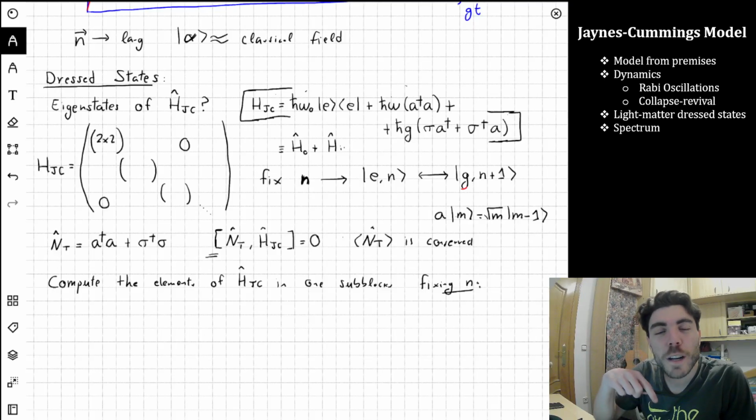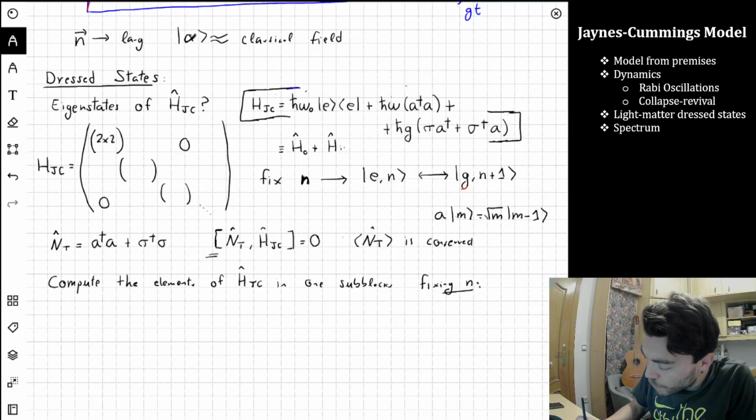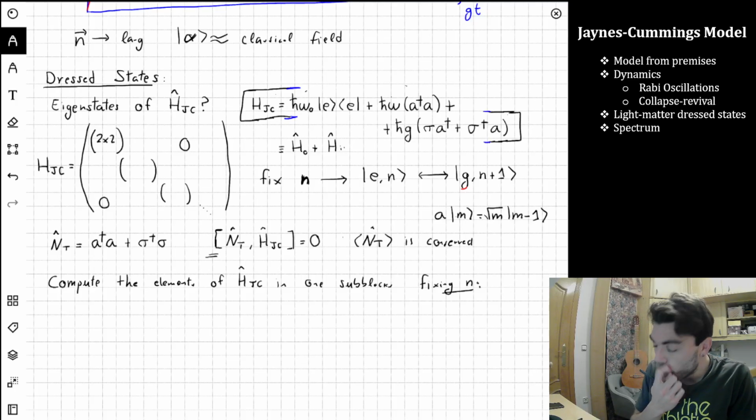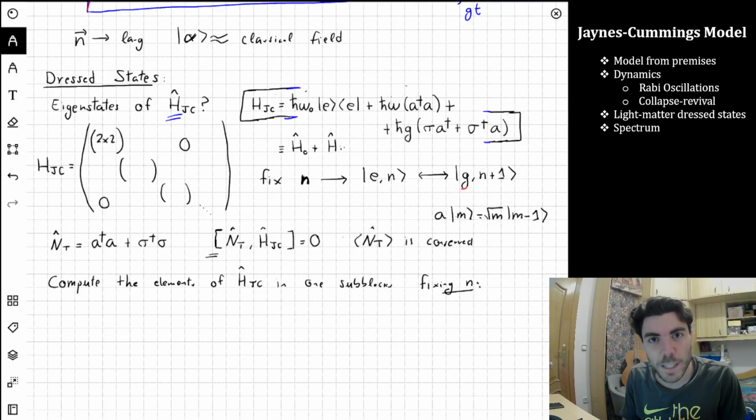In this video we are going to continue with the Jaynes Cummings model, the Hamiltonian that we derived in the last video. And we said at the end of the last video that we were going to compute the eigenstates of this coupled light matter Hamiltonian, the Jaynes Cummings Hamiltonian. And we also discussed the matrix form that this Hamiltonian has. In particular, the Jaynes Cummings Hamiltonian is block diagonal in blocks that are 2 by 2.